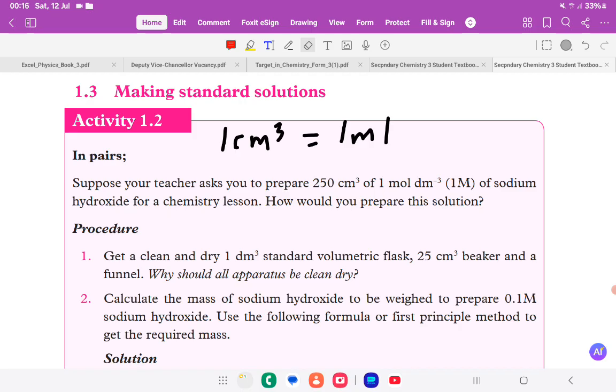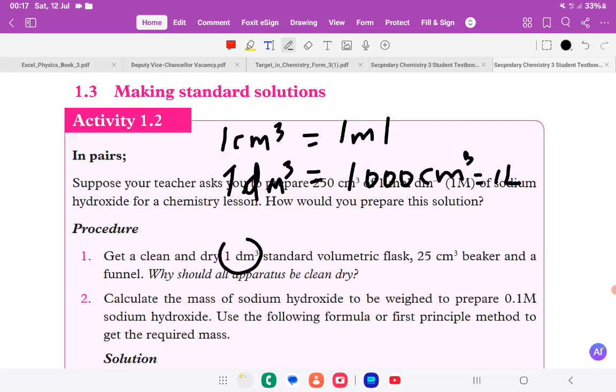And 1 cubic decimeter is the same as 1000 cubic centimeters, which is the same as 1 liter. So when we talk of 1 cubic decimeter, you should bear in your mind that we're talking about 1000 cubic centimeters, or simply 1 liter of something, of a solution, of a liquid.